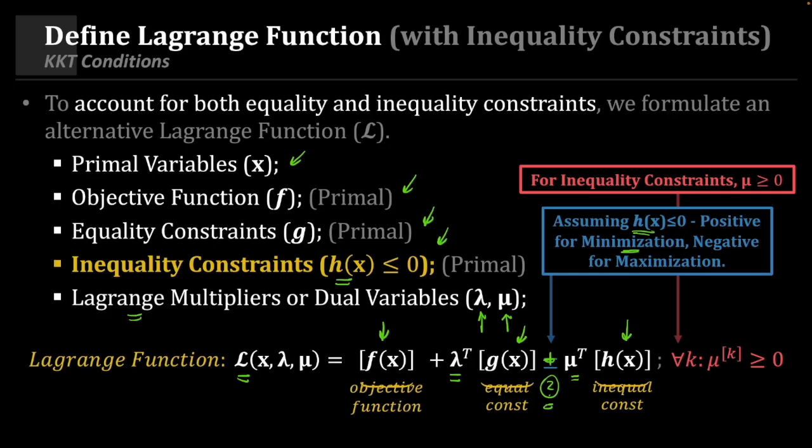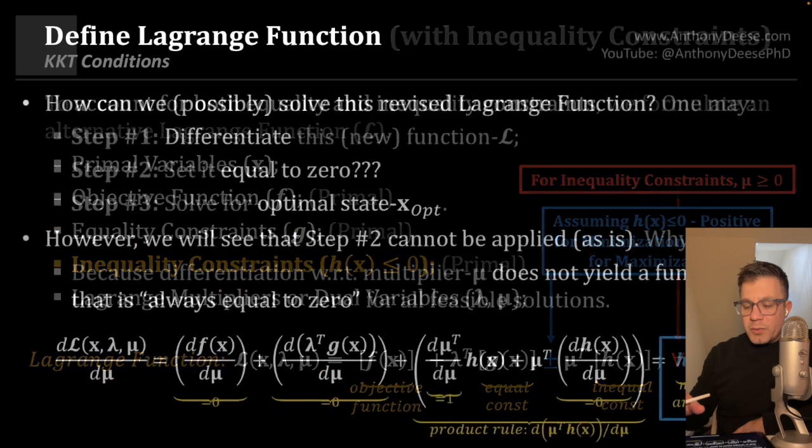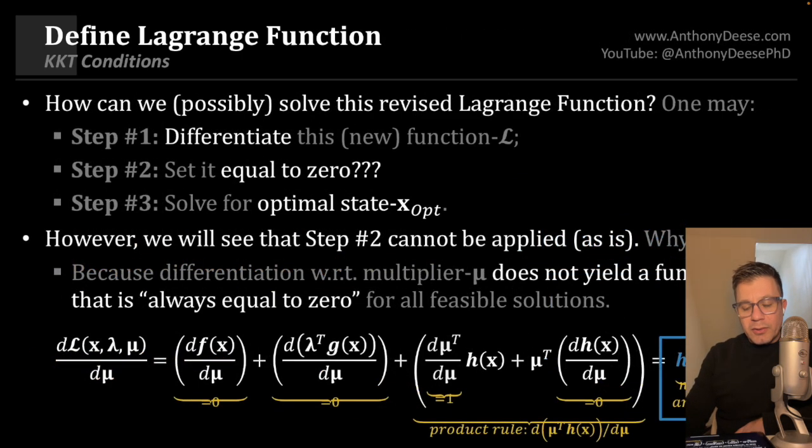Now the other note we have to highlight here is that mu must be greater than or equal to 0 for all of our inequality constraints. This differs slightly from lambda, on which we didn't really place any requirement or constraint like that. So how can we possibly solve this revised Lagrange function? Now we could try the process from before, right? Differentiate this new function, script L, set it equal to 0, and solve for the optimal state x sub OPT.